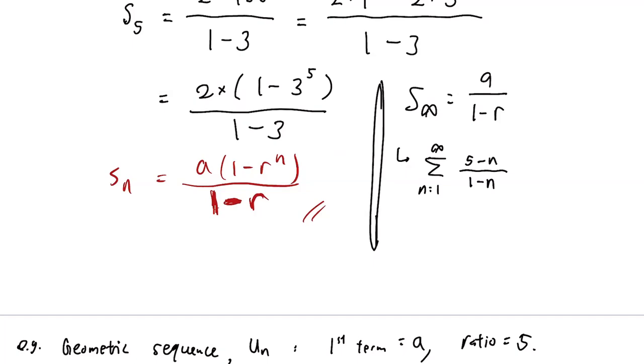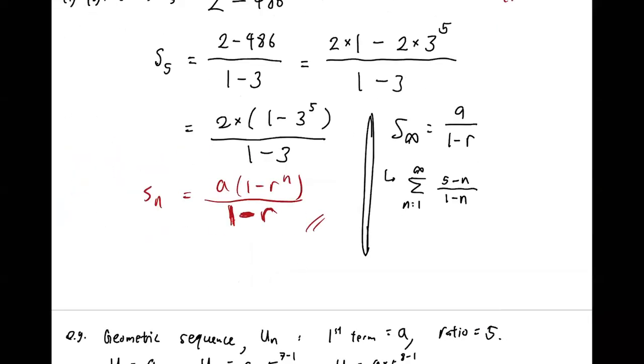Let's say we have 5 minus n like this. Do you know what this is? Okay, I'll add a page first. Hold on a second.